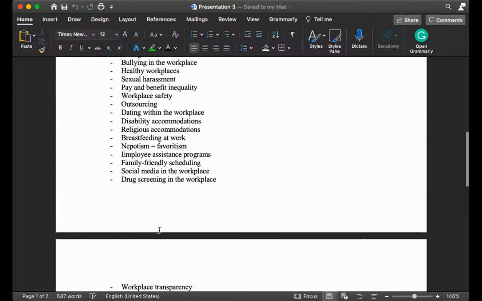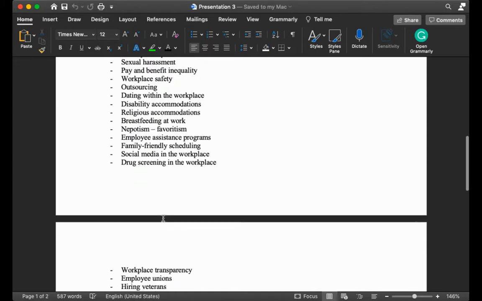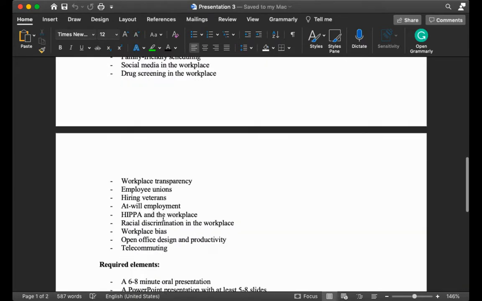And this is not a complete list of the problems that you might encounter in the workforce. So if you're researching and you see something that kind of sparks your interest, let me know. Let's see if we can find enough information about that topic to help you do your presentation. So again, you're not limited to this list per se.